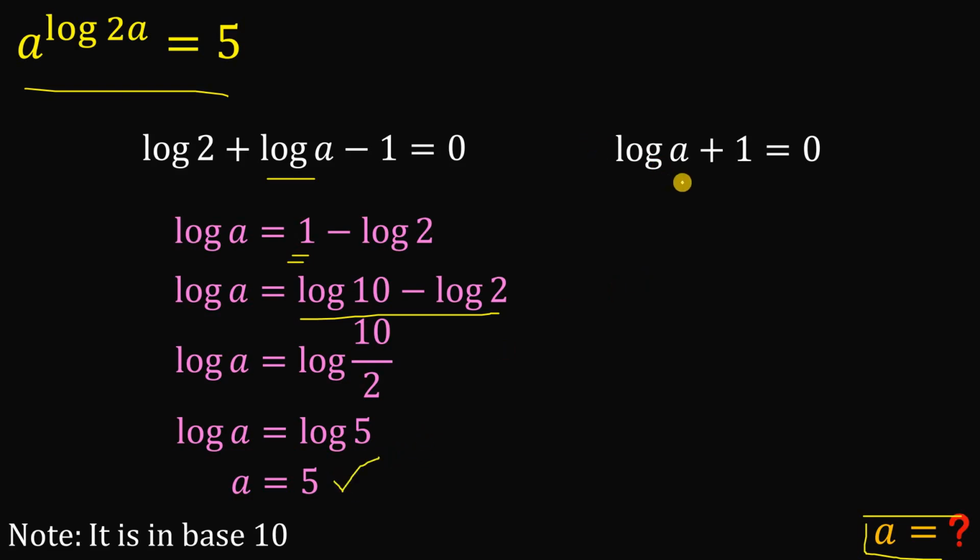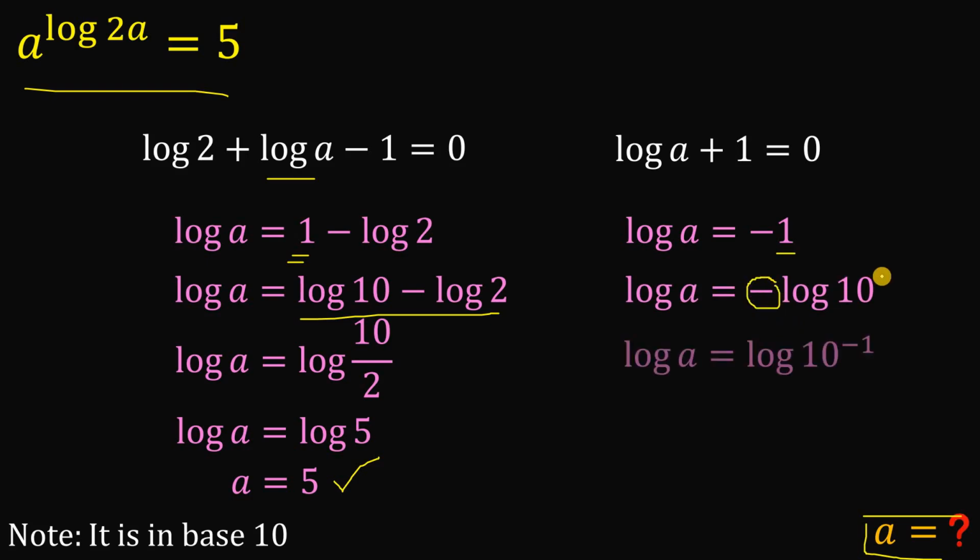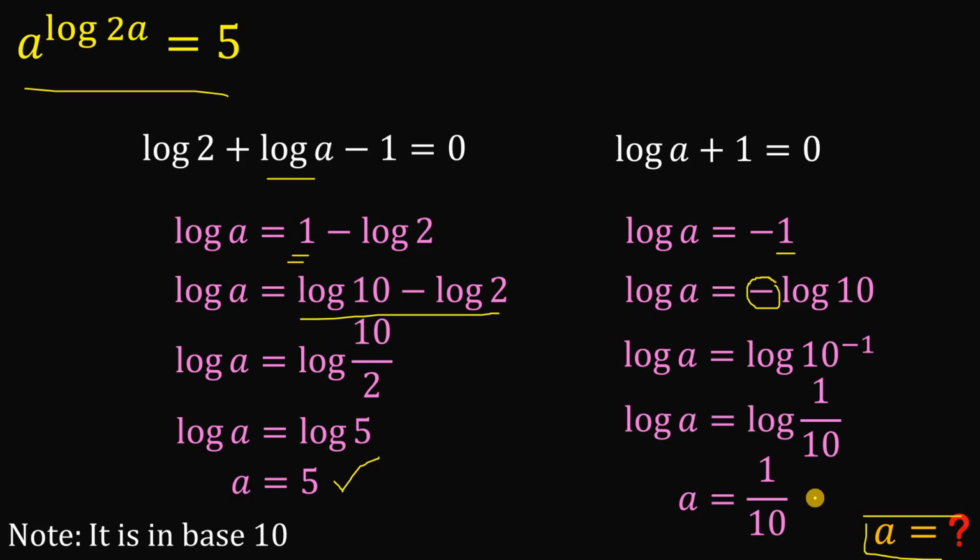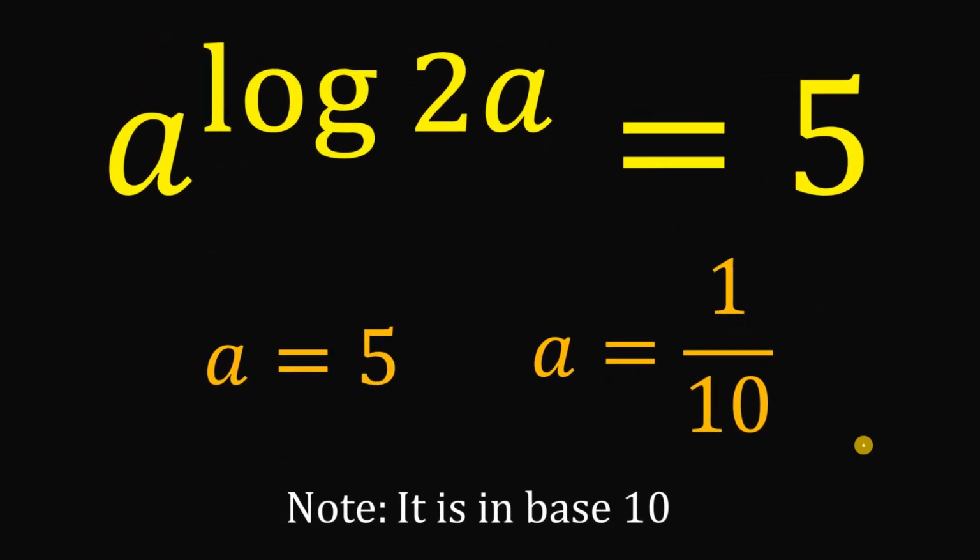Now, on the second case, logarithm of a plus 1 equals 0. So logarithm of a equals negative 1. And then this one right over here, we can rewrite this again as logarithm of 10. And we can put this exponent, negative 1, in the exponent of 10. And 10 raised to negative 1 is simply equal to 1 over 10. Therefore, comparing the left-hand side and the right-hand side, we can say also that a equals 1 over 10. And these are the two possible values of a that satisfy this equation.